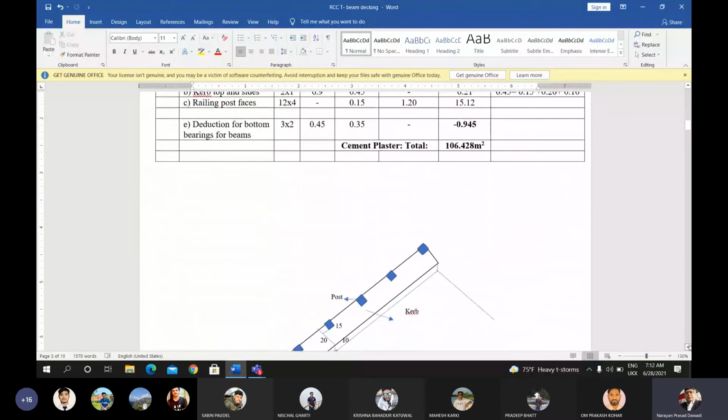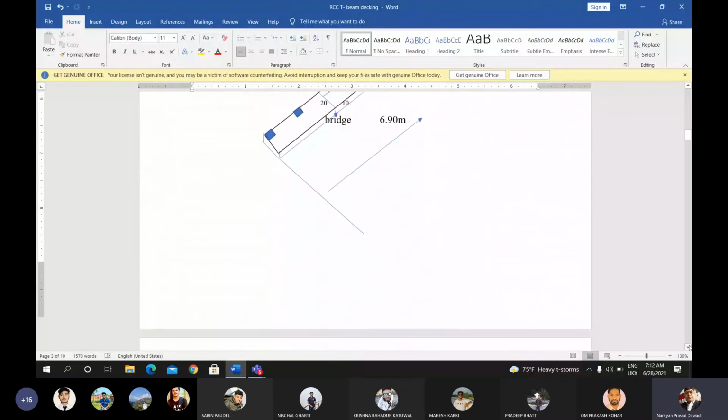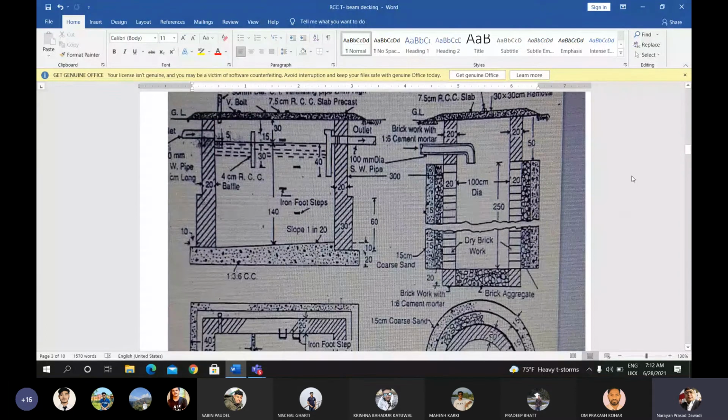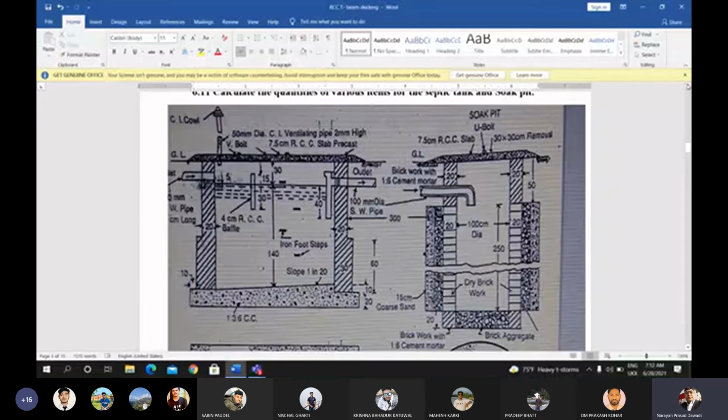The 6.11 heading of the 6th chapter covers the septic tank and the soak pit. This is the figure of the septic tank and the soak pit. The figure may be different, or may be the same, and the dimensions may be different. You have to understand the figure. Okay. The left hand side portion is the section of the septic tank.